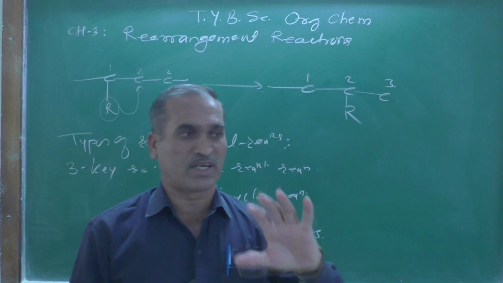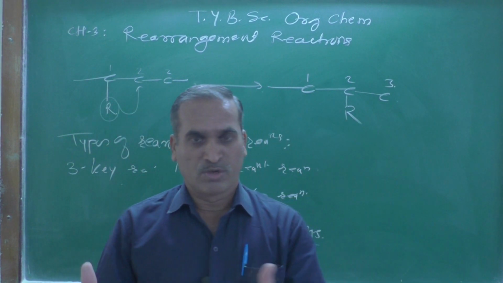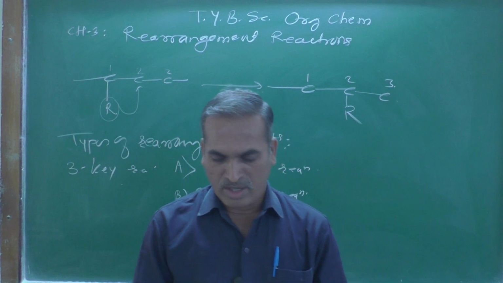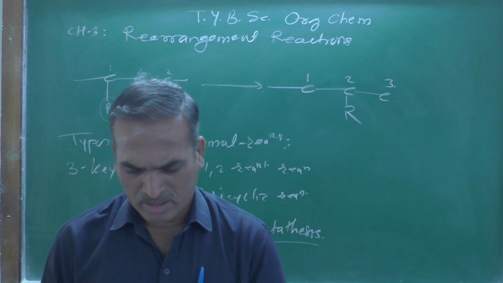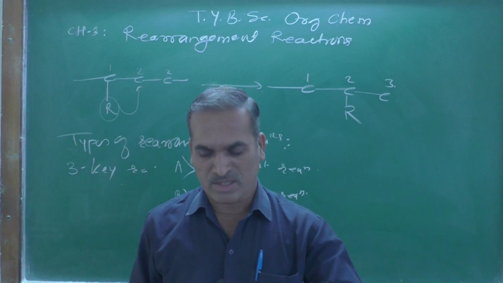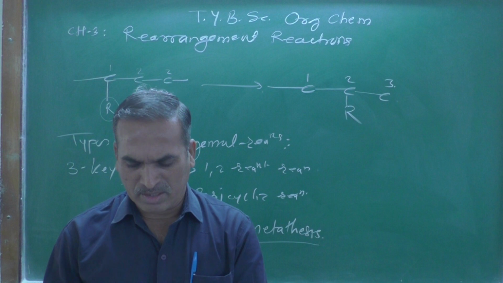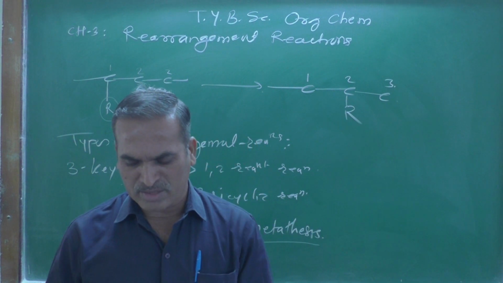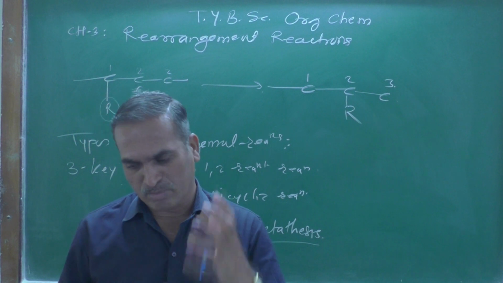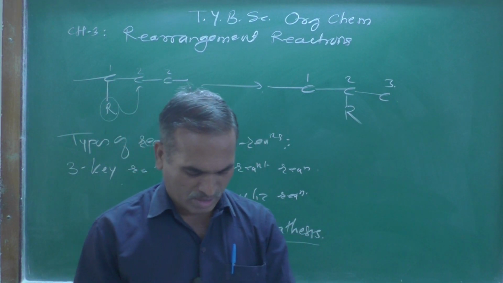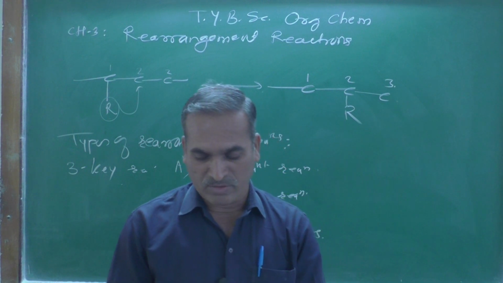The next one is dyes. In dyes also these types of rearrangement reactions are involved. The next one is paints. Different paints we are using are also made up of chemicals, and some common rearrangement reactions are given below, and we are going to learn those rearrangement reactions one by one.